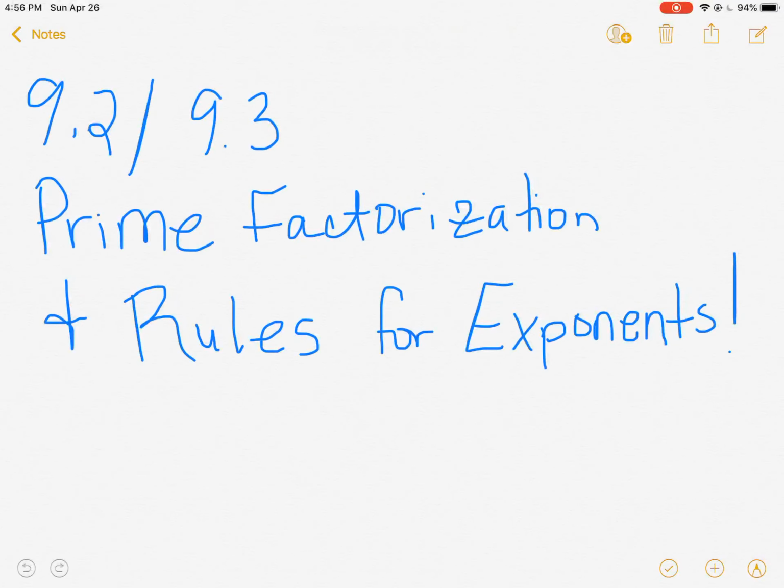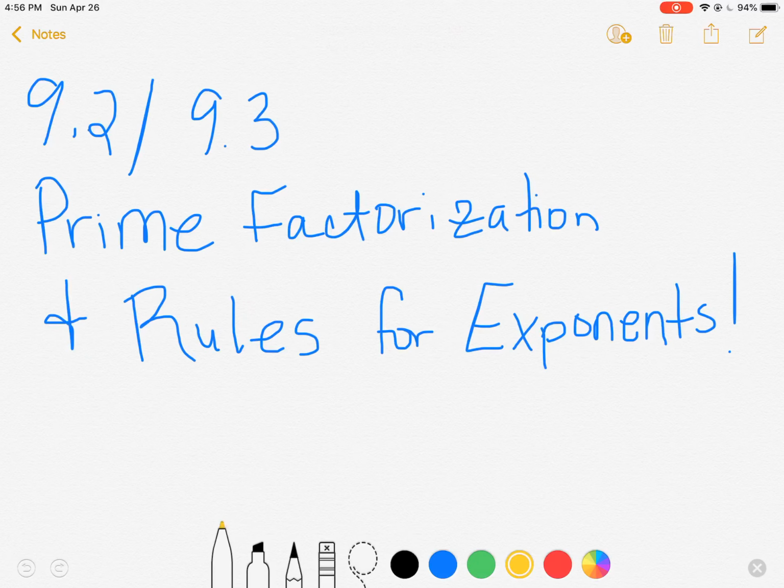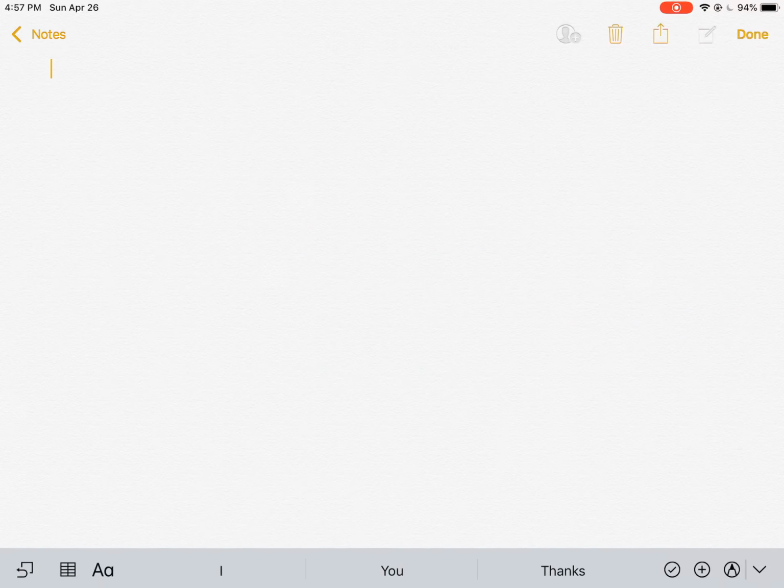Okay guys, today we're going to look at sections 2 and 3 in Unit 9. In section 2, we'll be doing prime factorization. And in section 3, we're going to be doing rules for exponents. Okay, let's get started on section 2. It'll start on page 486.